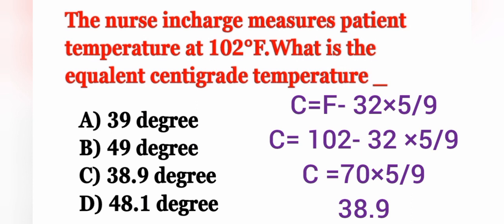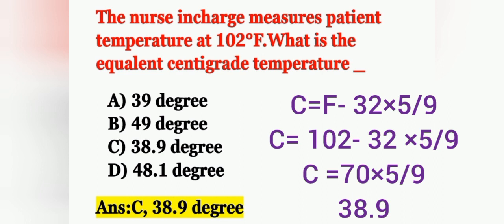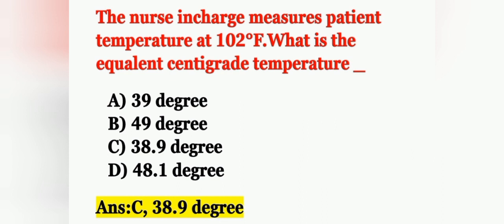Okay. The formula is C is equal to F minus 32 into 5 by 9. Here Fahrenheit temperature is 102 degree Fahrenheit. So C is equal to 102 minus 32 into 5 by 9. 102 minus 32 means it is 70 into 5 by 9, 38.88. So we will write it as 38.9 degree is the correct answer.